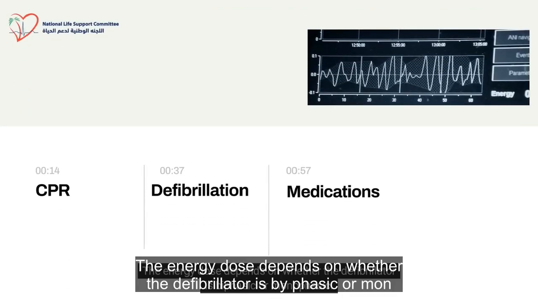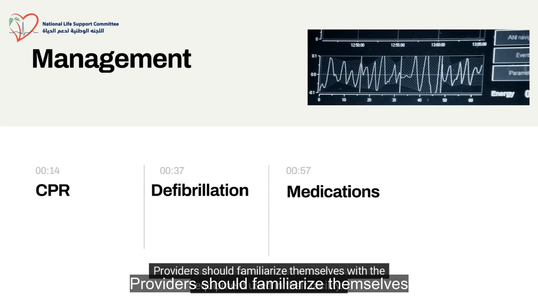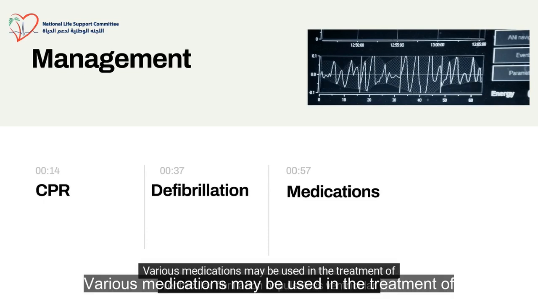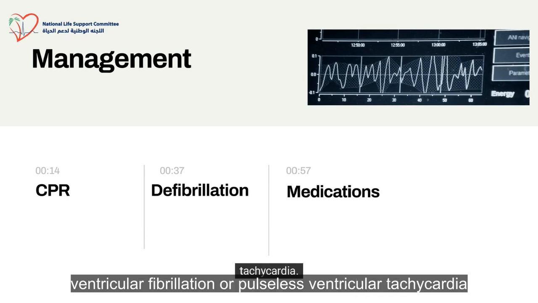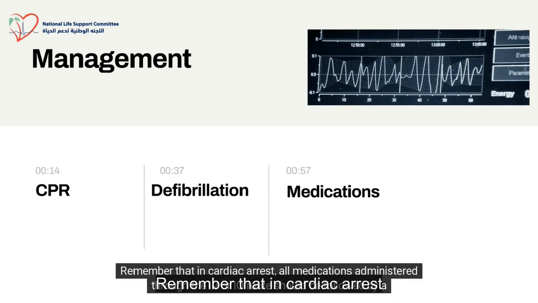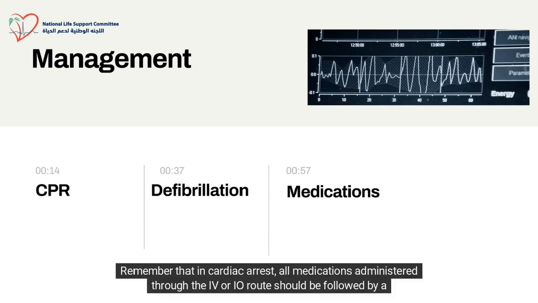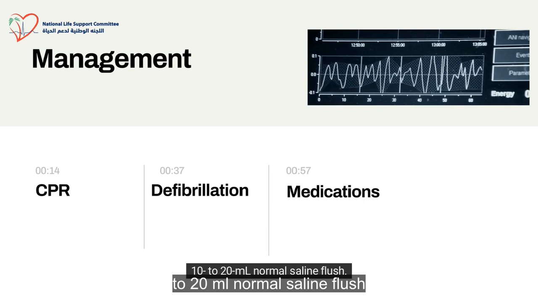The energy dose depends on whether the defibrillator is biphasic or monophasic. Providers should familiarize themselves with the equipment used in their facility. Various medications may be used in the treatment of ventricular fibrillation or pulseless ventricular tachycardia. Remember that in cardiac arrest, all medications administered through the IV or IO route should be followed by a 10 to 20 mL normal saline flush.